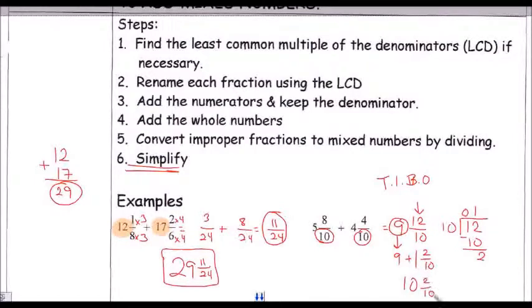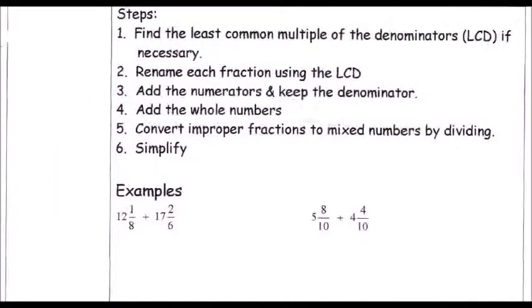And now look what I have, 2 over 10. Well, I can simplify that by 2's. Because 2 divided by 2 is going to give me a 1. And 10 divided by 2 is going to give me a 5. And then this 10, that's a whole number. We don't simplify the whole numbers. We just bring them over to our answers. So my final answer is 10 and 1/5.